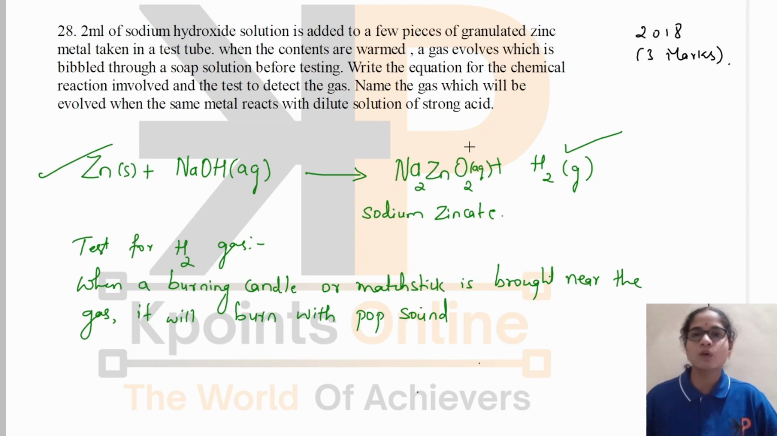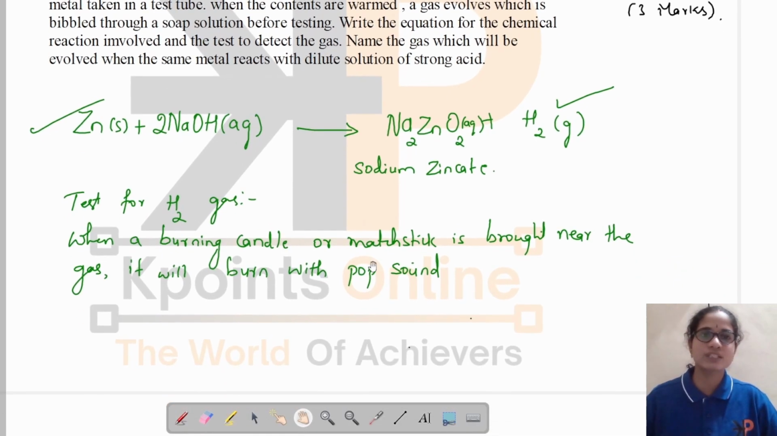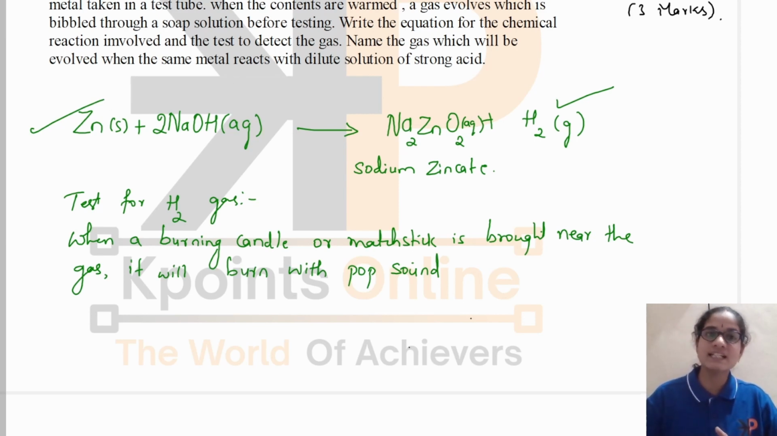So we have solved these two. Write the equation for the chemical reaction involved and the test to detect the gas. We have written the chemical equation also. So balance this. Then again they have given that name the gas which will be evolved when the same metal reacts with dilute solution of strong acid. See, it is a little bit twisted, but if you understand the concept well, then it is very easy to write. The same metal means here you have to take again the zinc only.